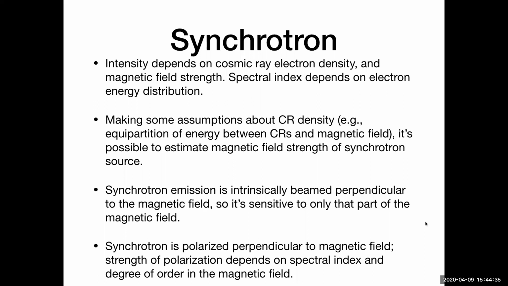And it does also depend on the amount of order in the magnetic field, because you can imagine a completely uniform magnetic field, all the electrons gyrating the same way, producing the same polarization, it all adds up. If you have a magnetic field that's more tangled, you get different polarizations at different locations, and the polarization vectors cancel out. So that tends to pop up.